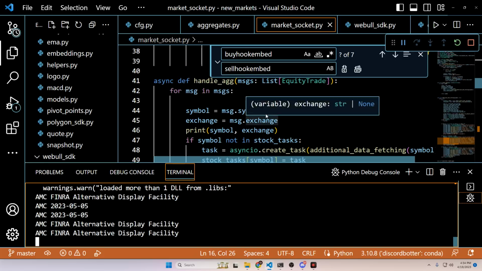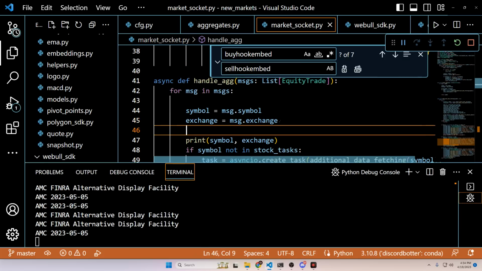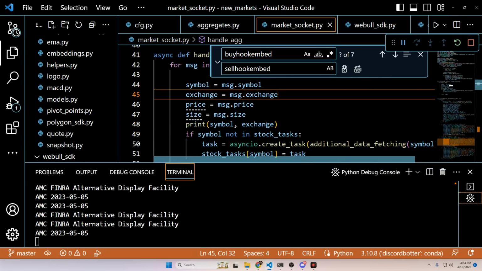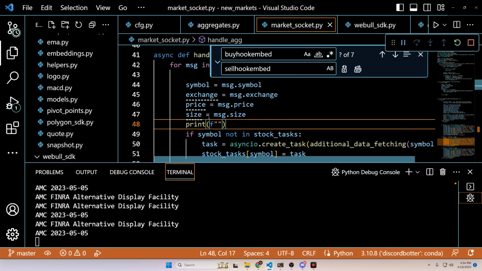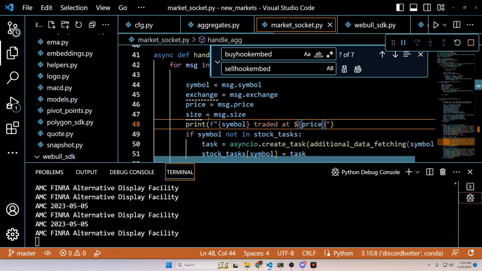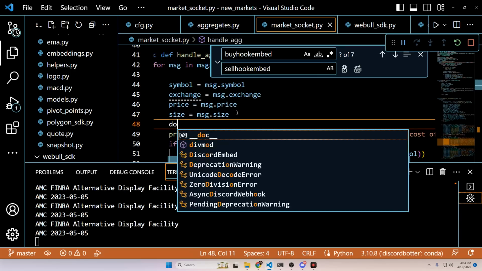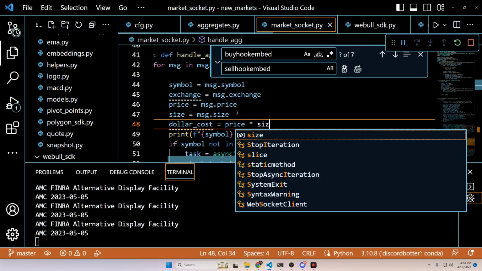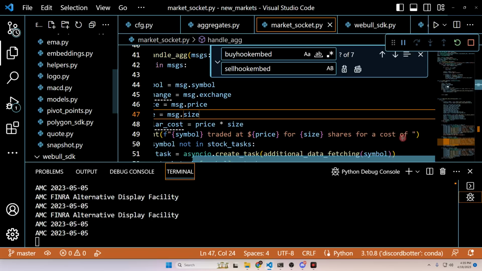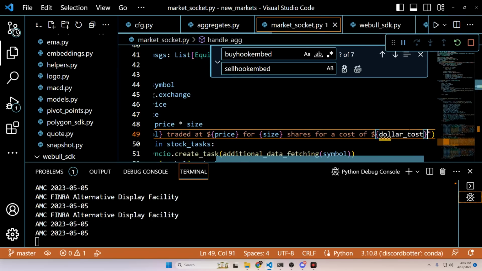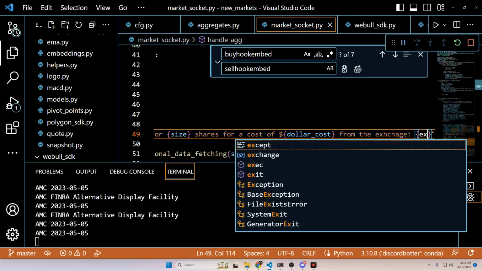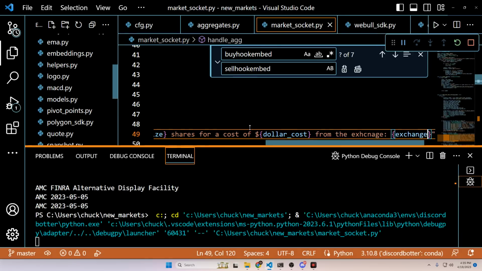Now, there's another one. Let's see how much it's for. So price is message.price. Size is message.size. And then we're going to do symbol traded at price for size shares for a cost of, and then we're going to do dollar cost equals price times size, for a cost of dollar cost from the exchange. So let's refresh this now, and as you can see for yourself.